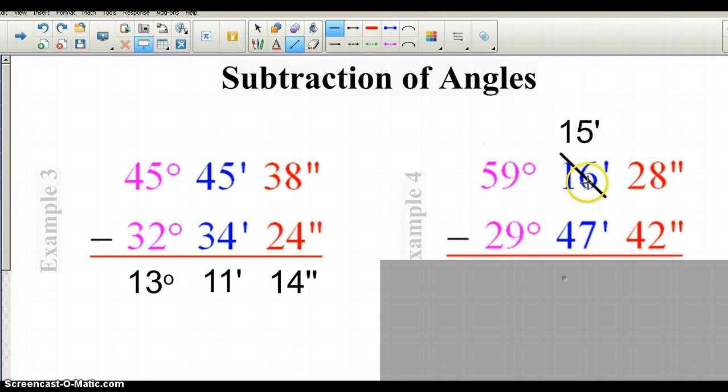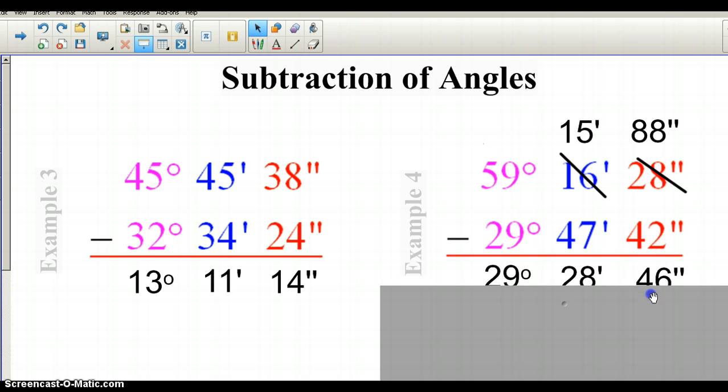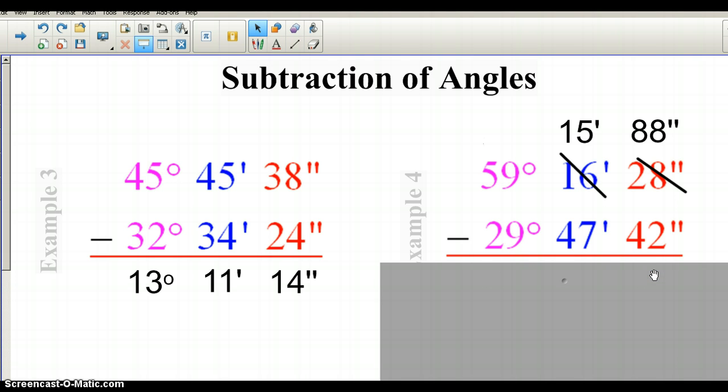So I have to borrow an entire minute, and I have to make this 15. And if I borrow the minute, I now have 60 extra seconds, right? Just like the clock. If I took a minute away, it's 60 seconds. So this now becomes 88 seconds. I borrowed an entire minute. So it's 88 minus 42, okay, which is 46. But now here's the problem. I can't take 15 minus 47.